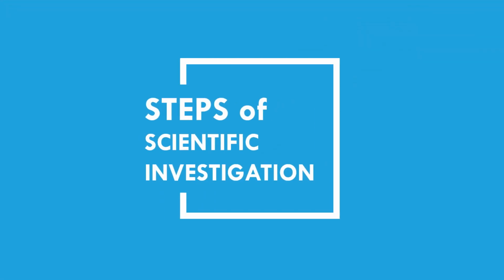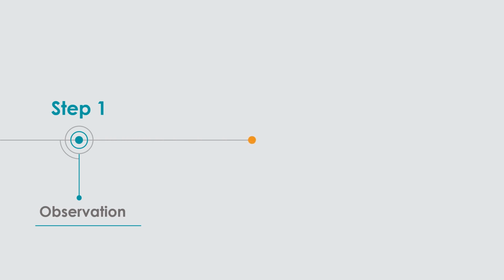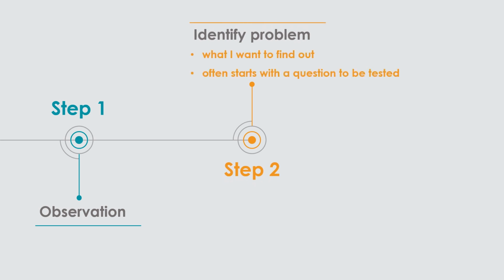Before the start of the project, let's talk about the steps of the scientific investigation. The first step is observation. You need to observe the things around you in daily life. The second step is identify problem. In this step, what do you want to find out? You often start to raise a question.